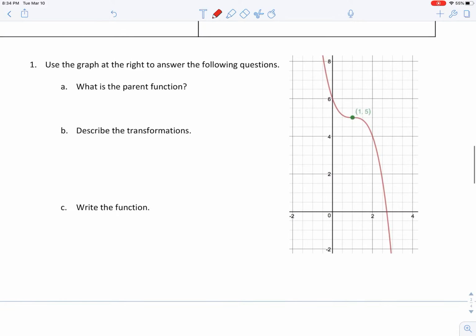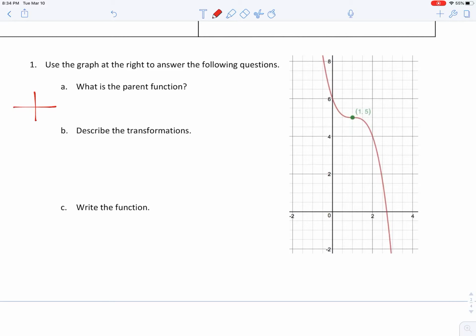Use this graph to answer the following questions. We have done a lot of looking at the equations and finding out the graph. We haven't gone the opposite direction. Here's the graph, what's the equation? So here's how to analyze that. First, identify what the parent function is. Your choices are linear, quadratic, cube root, square root, cubic, and absolute value.